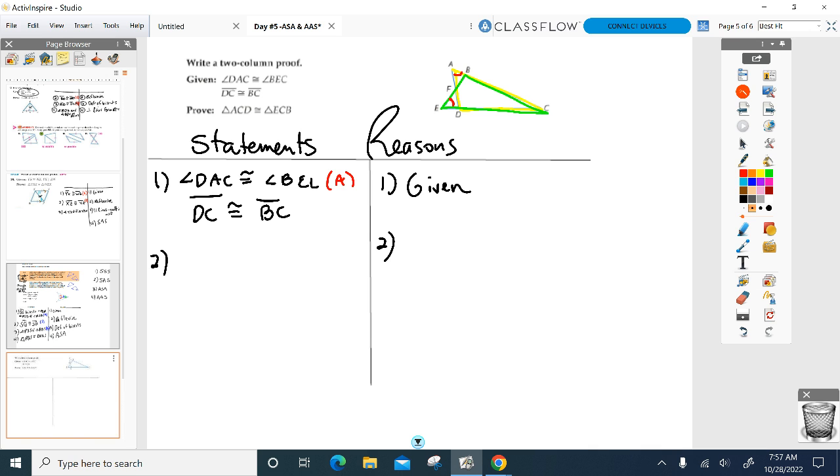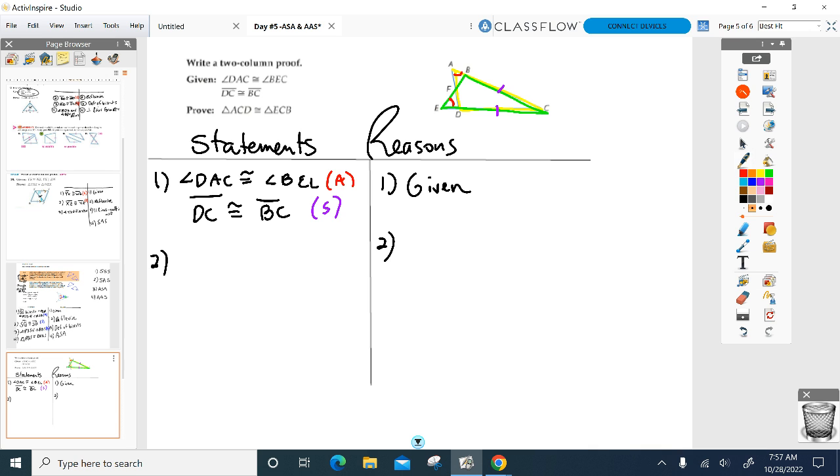Let's go to the next given. DC. Everyone look at DC. Is DC a full side of a triangle? Yeah, and for mine, it's my yellow one. Congruent to BC. Is BC a full side of one of the triangles? Yeah, so guess what? You're off to a good start. I gave you two pairs of congruent corresponding parts.